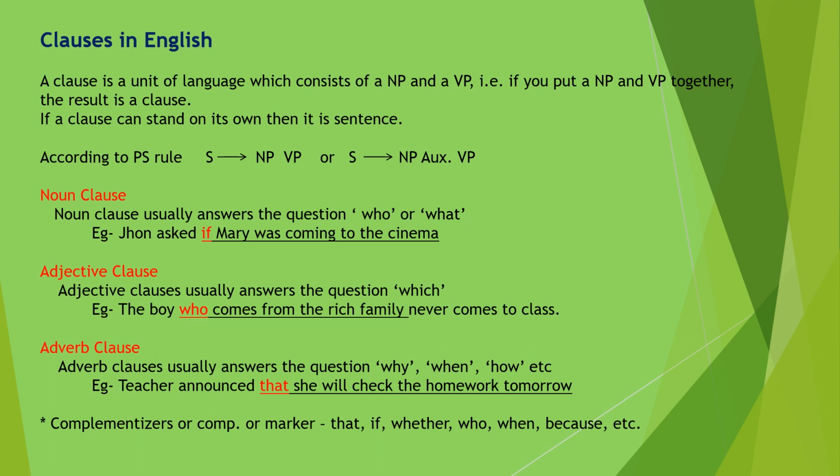Alright, now we have reached the section on clauses. Clauses are units of language which are larger than a phrase. A clause generally has a noun phrase and a verb phrase, which is also true for a sentence. A sentence too has a noun phrase and a verb phrase, but a clause may not be able to stand on its own. If a clause can stand on its own, then it can be considered a sentence. In English we have three main types of clauses: noun clause, adjective clause, and adverb clause.